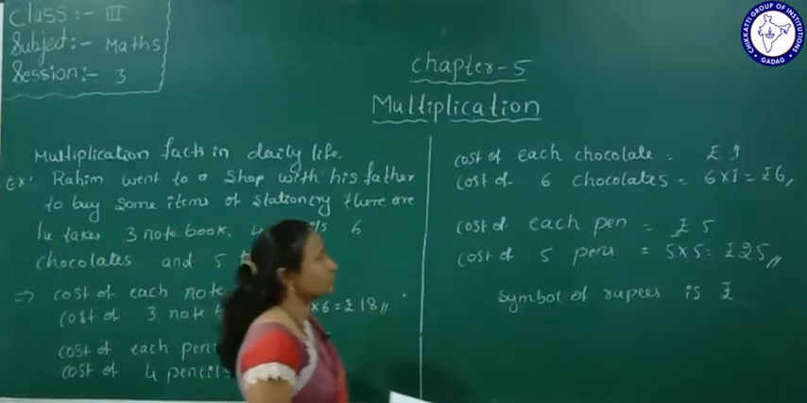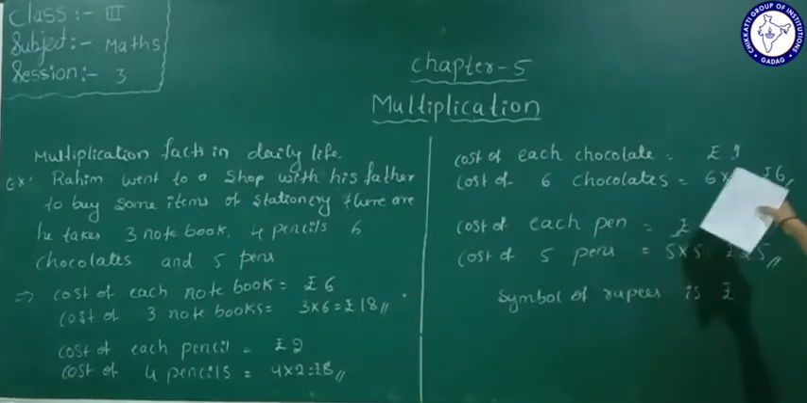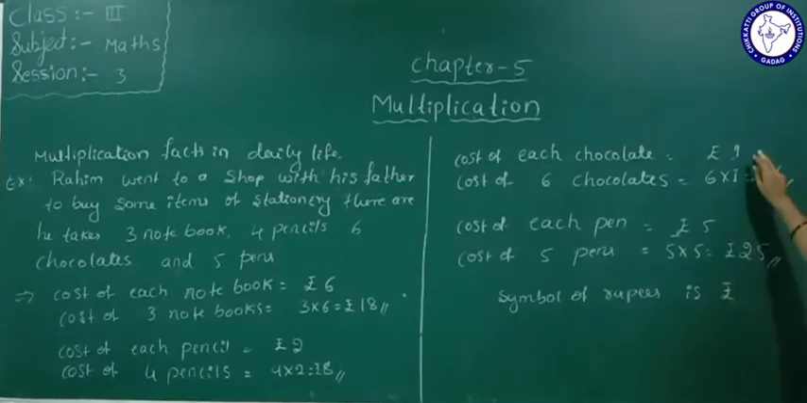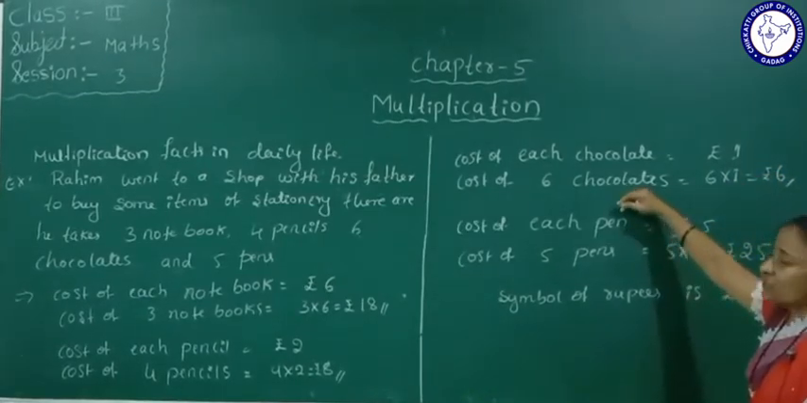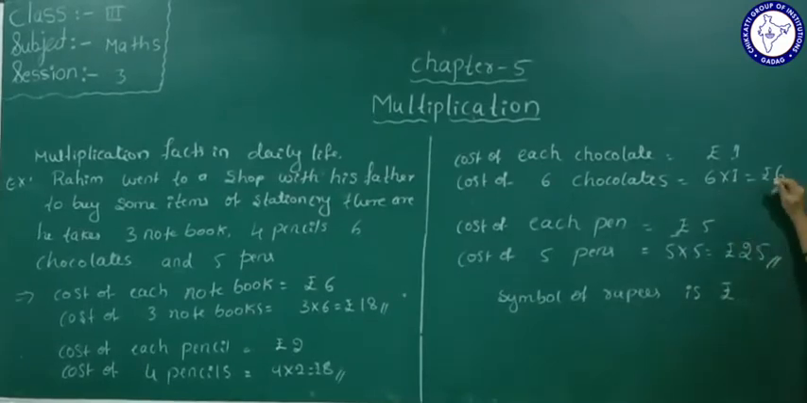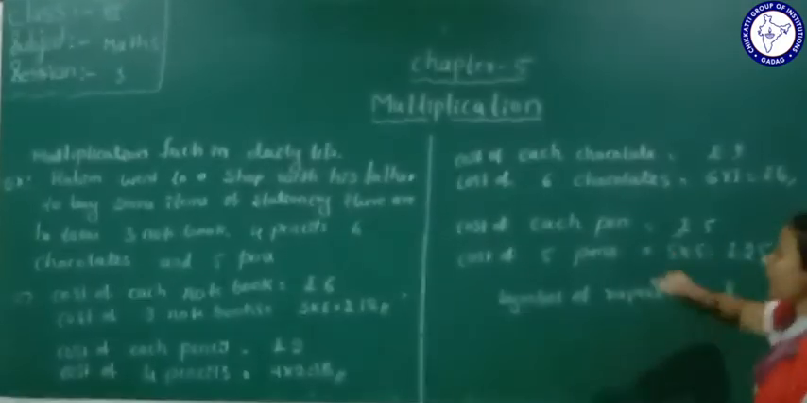Okay, next one, the chocolate amount we need. The cost of one chocolate is rupees 1. So the amount for 6 chocolates is 6 into 1, which is equal to rupees 6. That is the chocolate amount. Next one, cost of each pen. One pen's amount is how much?